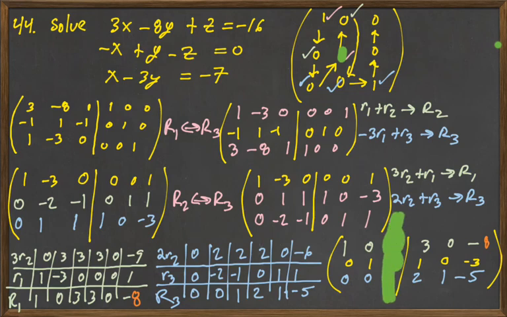Okay, so the last thing we need to do is make a 0 here and here. They are in column 3, so we're going to use row 3. So we'll do negative 3 row 3 add to row 1 to replace row 1, and negative 1 row 3 add to row 2 to replace row 2. So those are the last two things we need to do here.